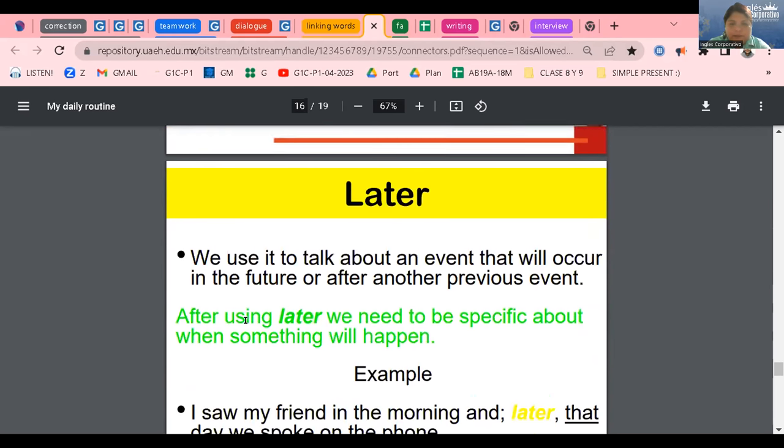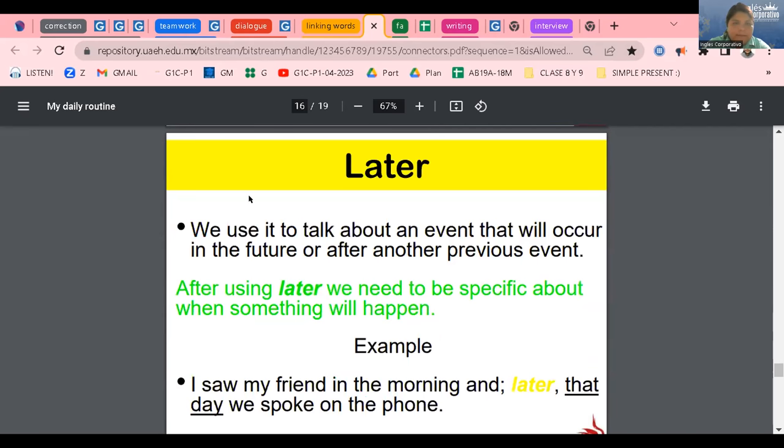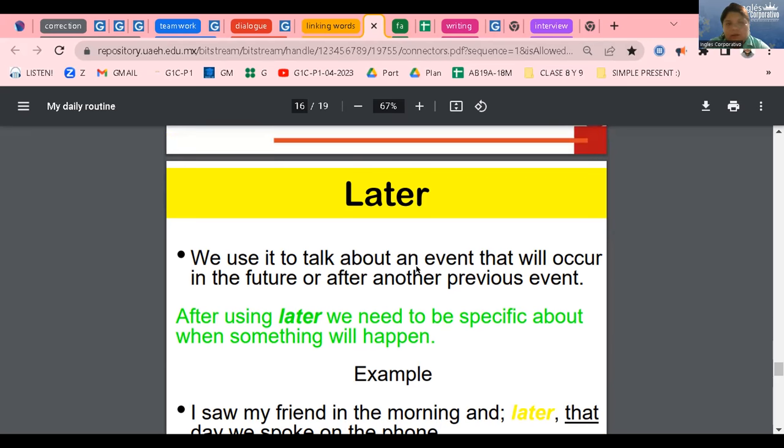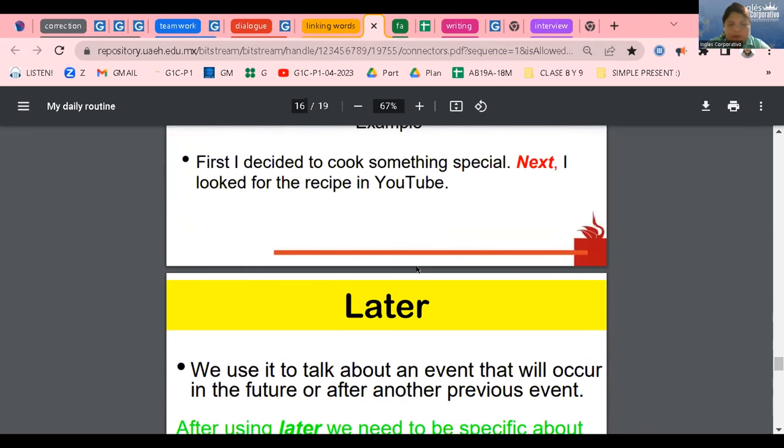Igual que later. Vamos a ver, seguimos ahí con later. Johnny, later. We use it to talk about an event that will occur in the future or after another previous event. Okay. Utilizamos para hablar de un evento que puede ocurrir en el futuro o después de otro evento previamente mencionado. Entonces, puedo utilizar intercambiablemente con then también, ¿verdad? Con then podría ser.